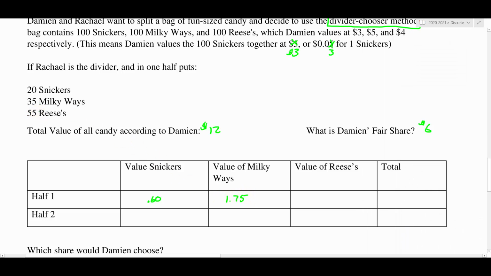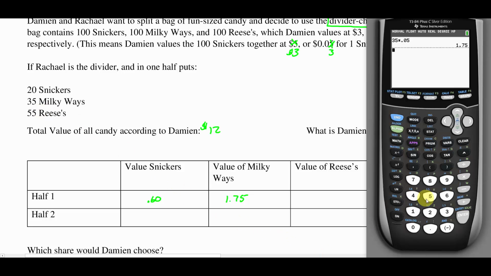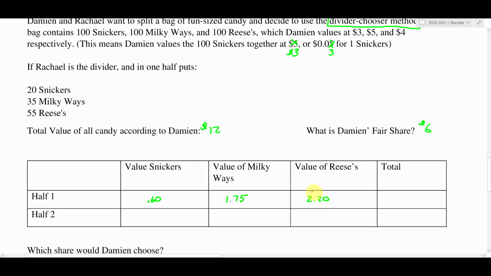And then the 55 Reese's, right, so if I do 55, and remember the Reese's were worth 4 cents a piece, so that's going to have a total value of $2.20. So in this division, there are 20 Snickers, 35 Milky Ways, and 55 Reese's, and I have the value of the 20 Snickers, the 35 Milky Ways, and the 55 Reese's. So that entire division is going to be worth, if I add that up, $4.55.